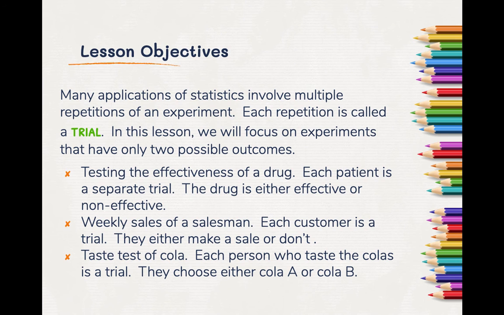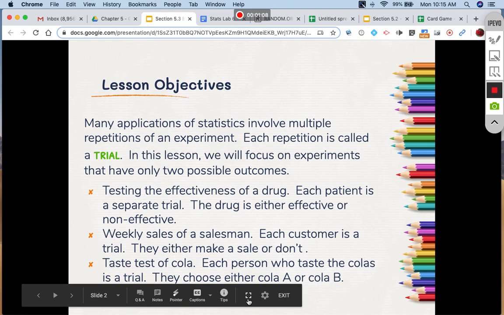Weekly sales of a salesman. Each customer would be a trial. They make the sale or they don't. Well, these are the types of things we use statistics for, and it's a yes or no, two possible outcomes. This is where binary comes in.